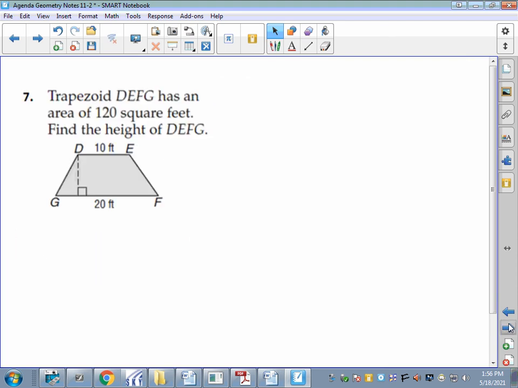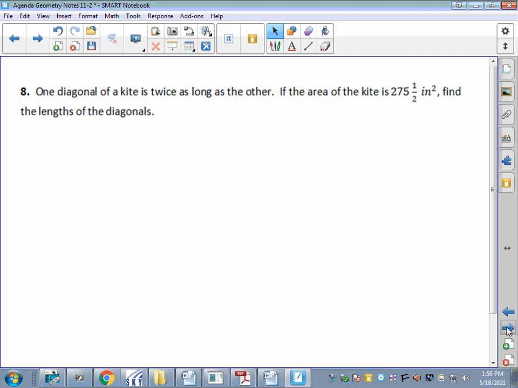All right, let's skip up to this one. Number 8, it's a word problem, right? One diagonal of a kite is twice as long as the other. If the area of the kite is 275.5 inches squared, find the lengths of the diagonals.